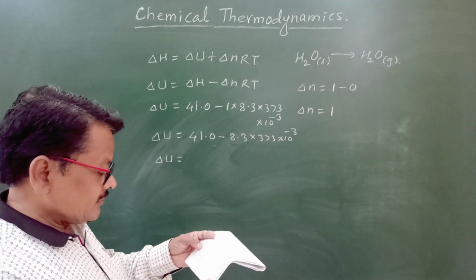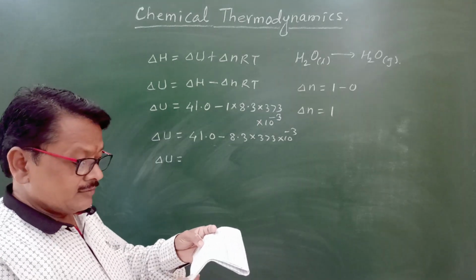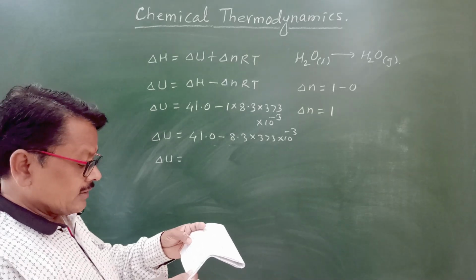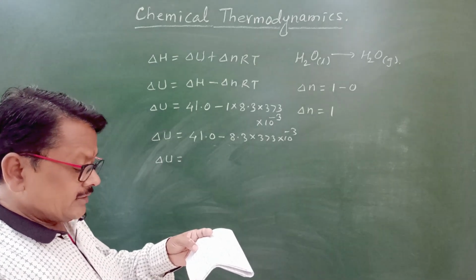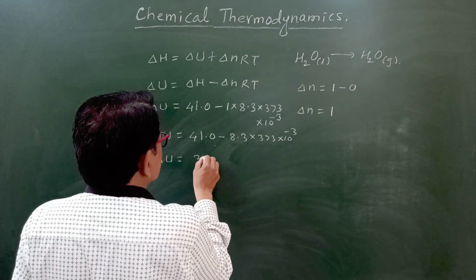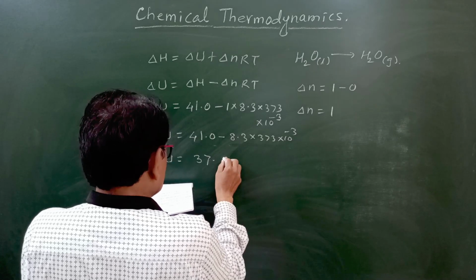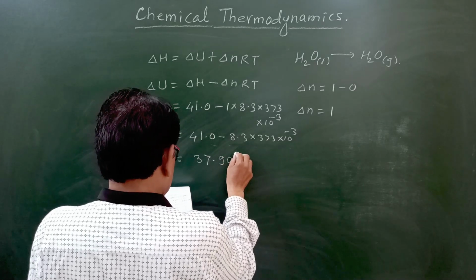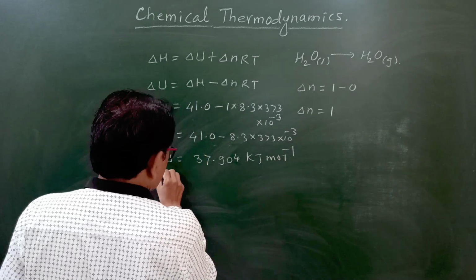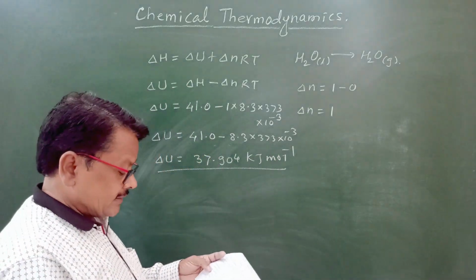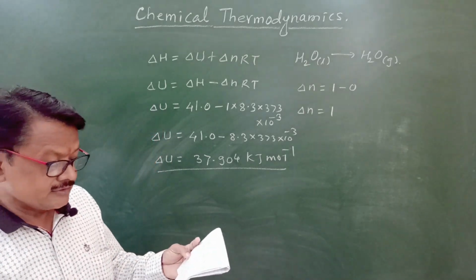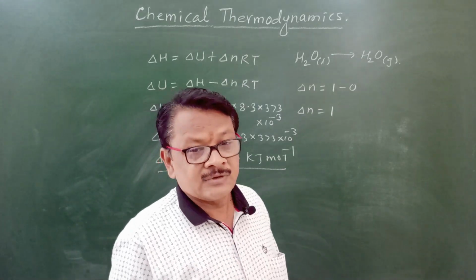And in your alternatives, only alternative C is there whose value is less than 41. You see here, that is 37.904. Its subtraction is 37.904 kilojoule per mole. So this will be your final answer, and that is given in alternative C. C is your answer. So this is the question asked in AIEEE exam of 2007.